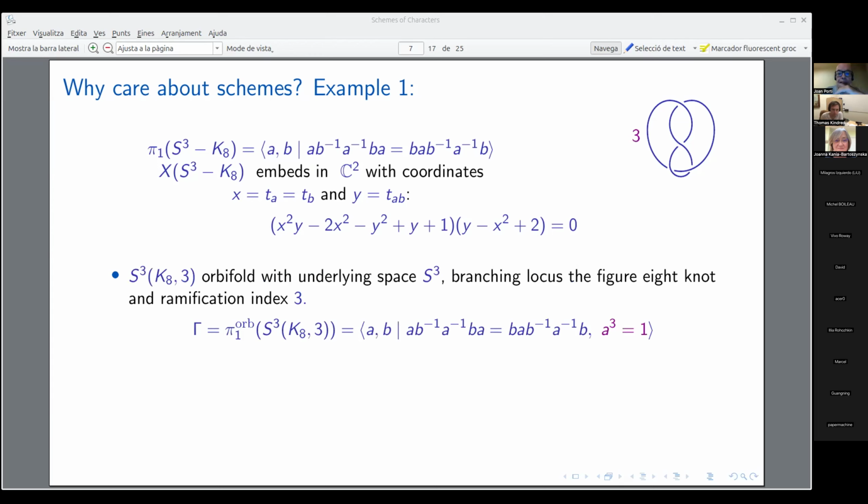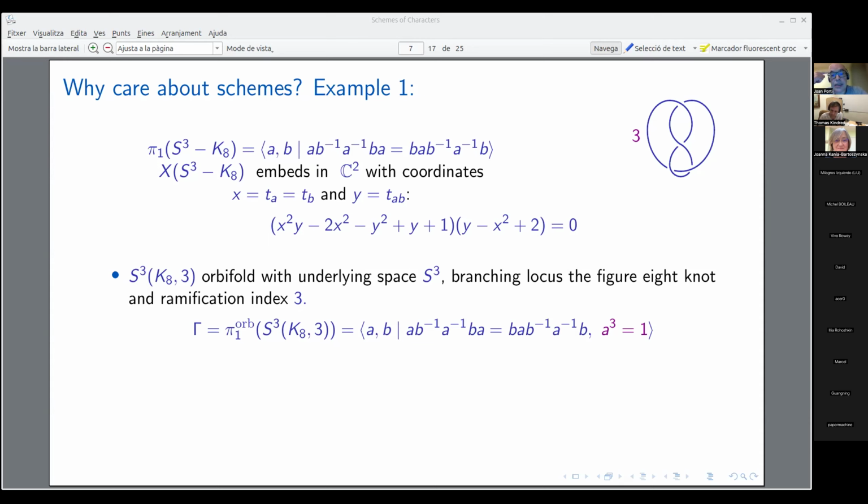Okay, but if I'm interested in multiple points, instead of looking at this complement, I will look at an orbifold. I have noticed that I put a label 3 here. So this means I will look at the orbifold with underlying space the 3-sphere. The branching locus will be located at the figure-8 knot, and the ramification index is 3. So this means that every point in the figure-8 knot has non-trivial isotropy group, and the isotropy group is a group of rotations of order 3.